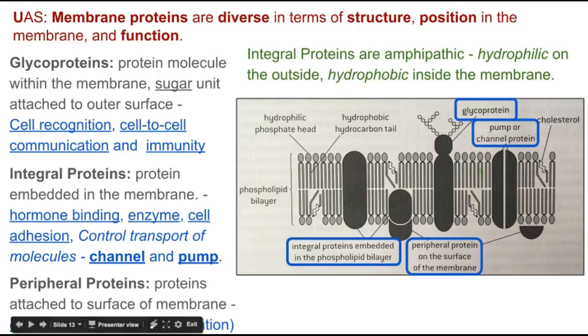Integral proteins, by the way, are also amphipathic. So they have a hydrophilic region on the outside and a hydrophobic region on the inside. This allows them to pass right through the membrane.